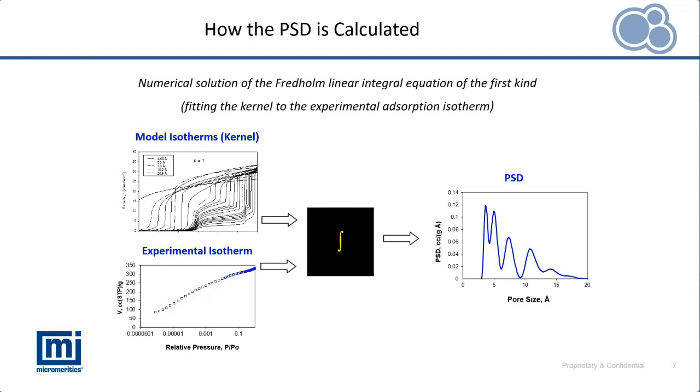The fitting procedure is conditional. That means that there are conditions applied to the fitting, and the condition is basically introduced by the regularization procedure. So after the regularization procedure, the result is obtained in the form of the pore size distribution shown here.